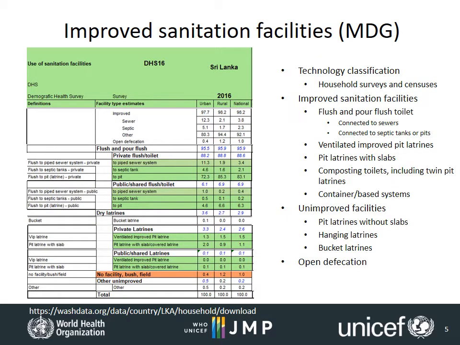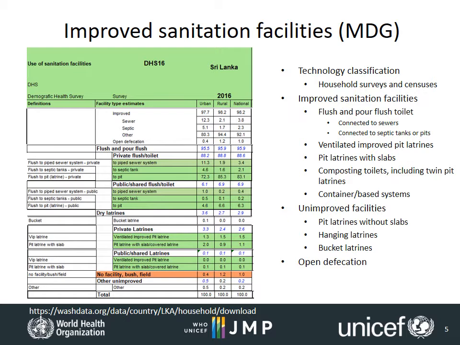The first step in the JMP methodology is to determine the types of sanitation facility that people use. The improved/unimproved technology classification was used throughout the MDG period and is now quite well established. Improved facilities include flush or pour flush to piped sewer systems, septic tanks or pit latrines, and pit latrines with slabs, composting toilets and container-based systems. Pit latrines without slabs, hanging latrines and bucket latrines are unimproved, and we have a separate category for open defecation.